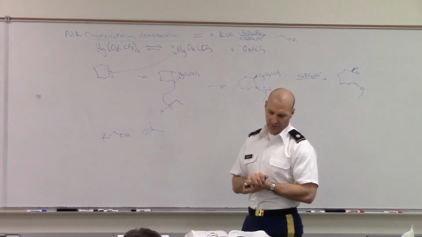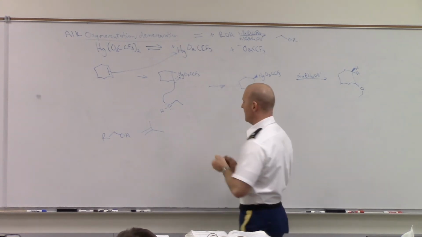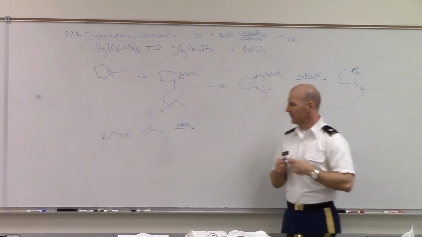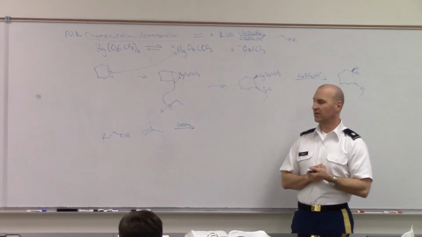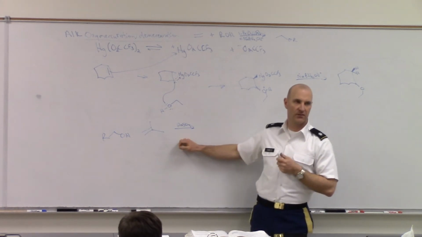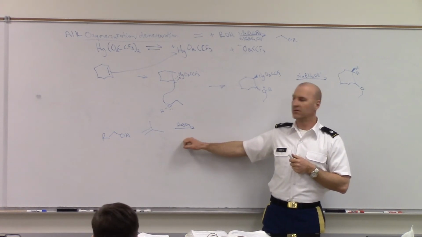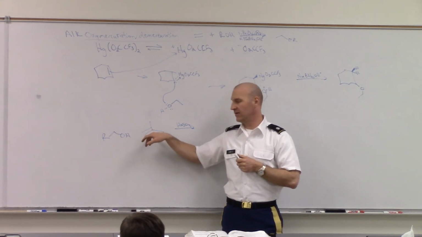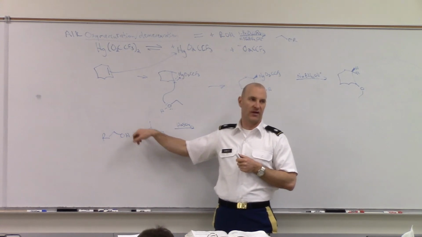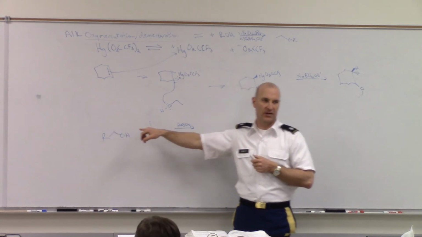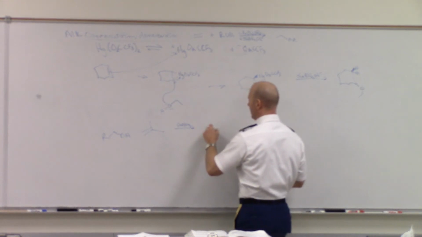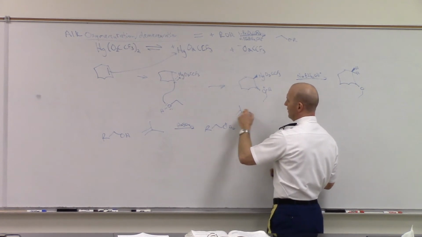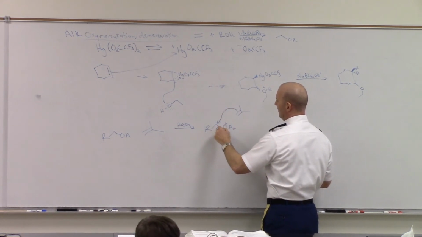So if we react those two together in the presence of some acid, what ends up happening? What does the acid do to the alcohol? Make a good leaving group, and then the double bond will be a nucleophile and do the attack, right? So what ends up happening is we get ROH2 plus. That kicks that off.